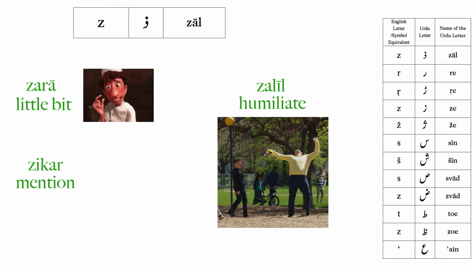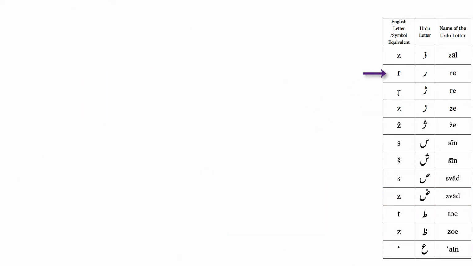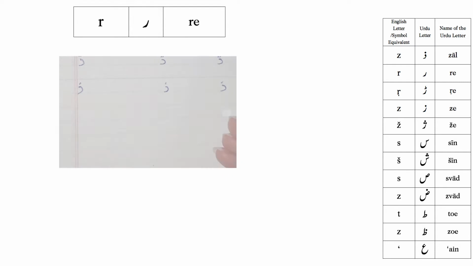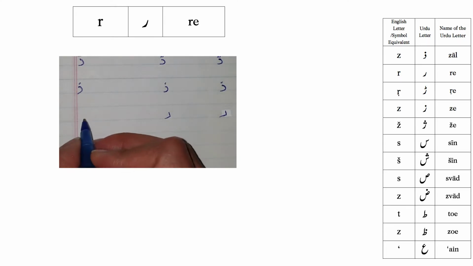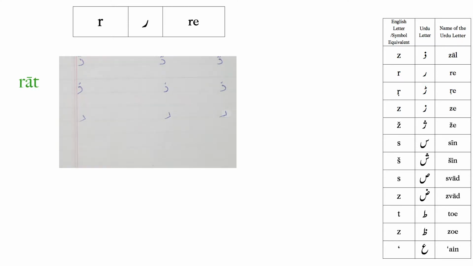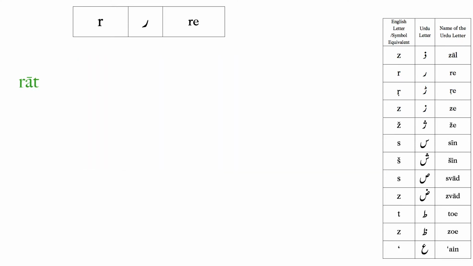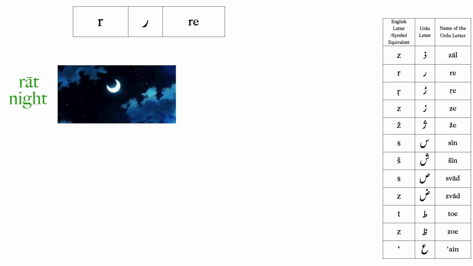Moving right along, next we've got re. The word rat begins with re. Rat means night.